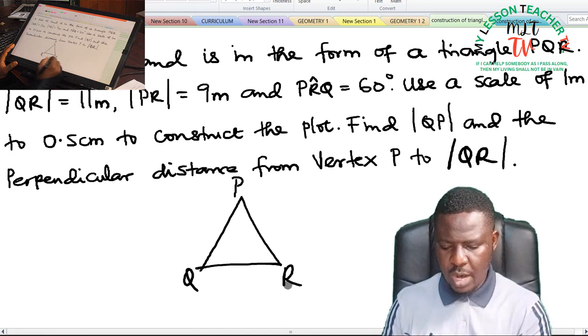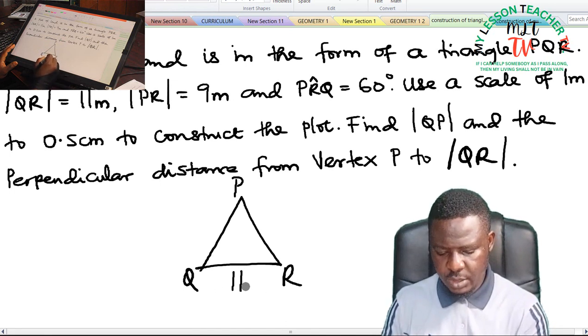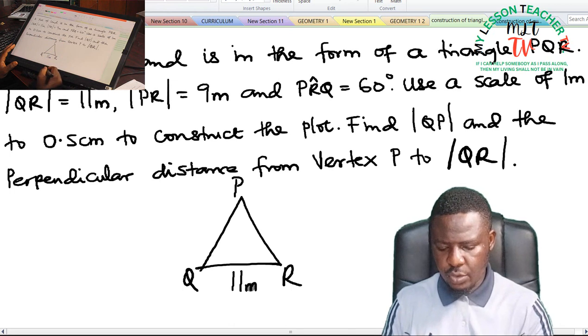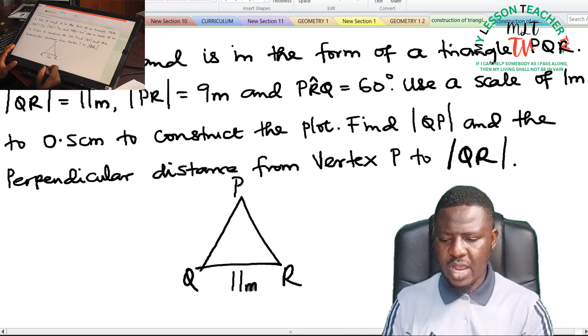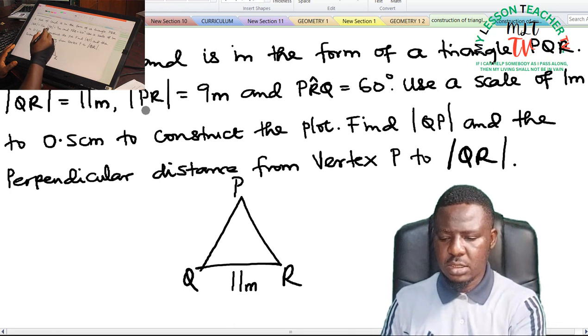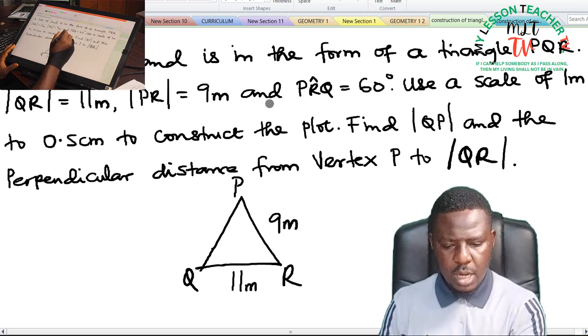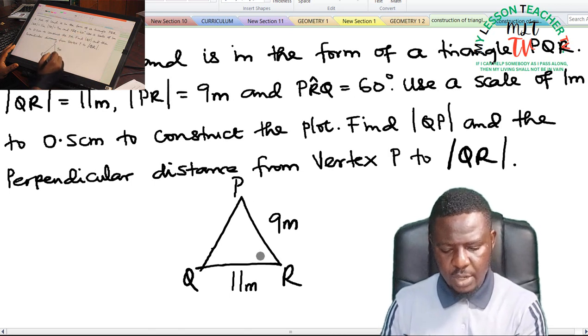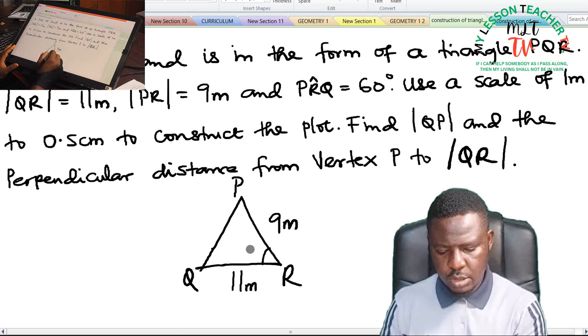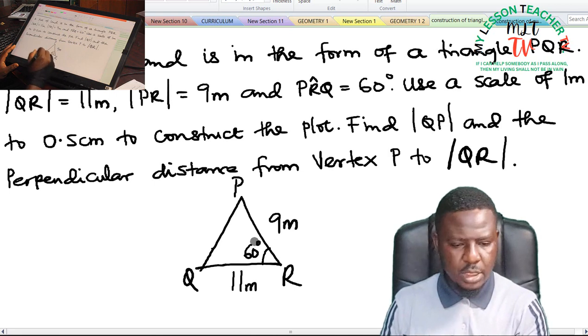That line QR is given to be 11 meters. So this is side QR, which is 11 meters. Also, from the question, we have it that side PR is 9 meters. So this is side PR. PR is given to be 9 meters. And angle PRQ is 60 degrees. So this is PRQ. This is said to be 60 degrees.